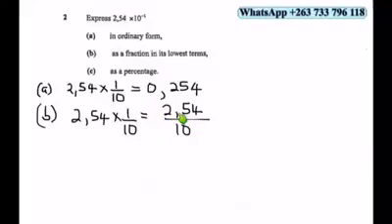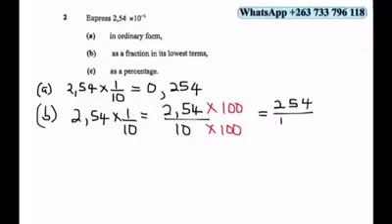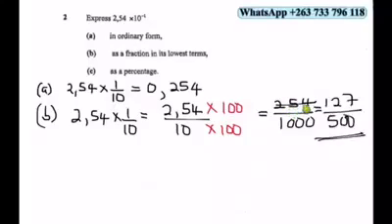Here, to remove the comma we multiply by 1000. So this will give me 254 over 1,000, or you can just count the decimal places here. These are the number of zeros, 254 over 1,000. Then we reduce to its lowest term by dividing by 2. So 254 divided by 2 is 127. 1,000 divided by 2 is 500. So it's 127 over 500. And this is the lowest term.